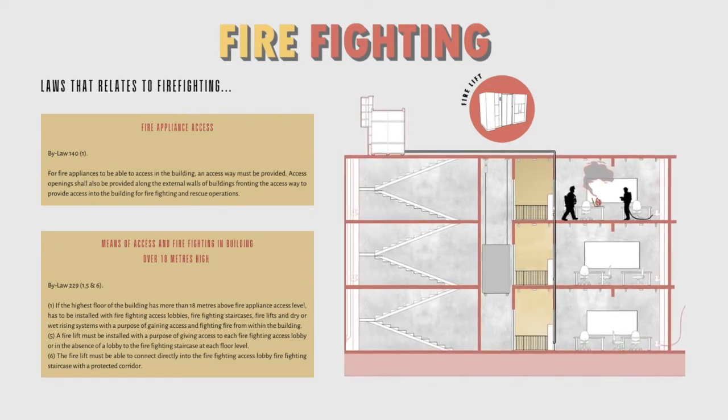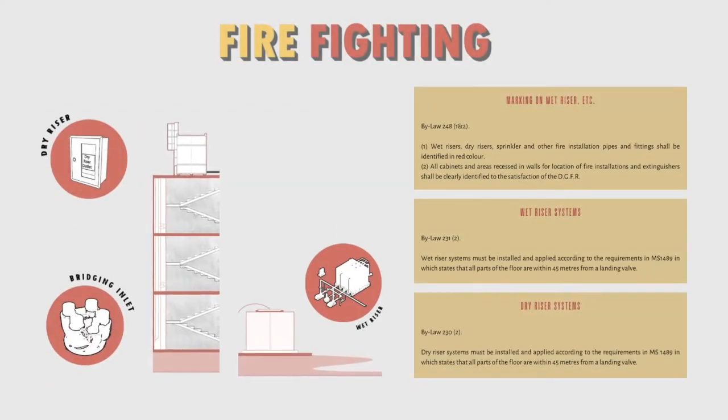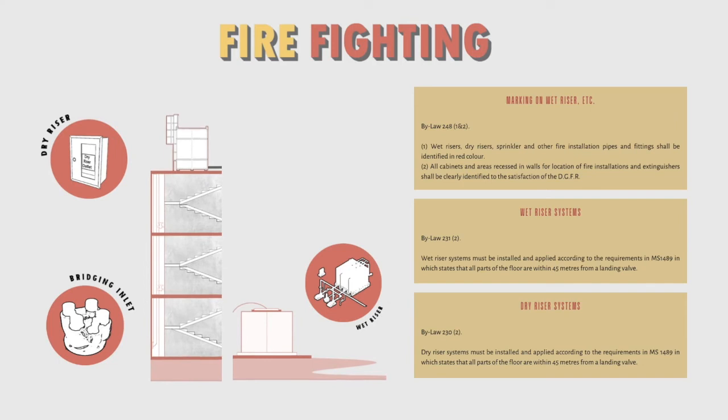As soon as the firefighters arrive, their way of accessing the building is using the fire lift, firefighting staircases, and firefighting access lobby if available, while having full access to the wet and dry rising systems, which must all be installed in order to have an immediate connection. For wet and dry riser systems or any other fire installations, they must be in the color red for clear identification.